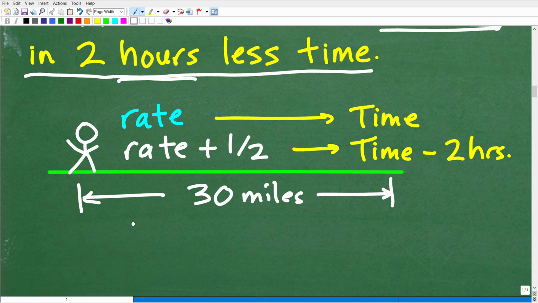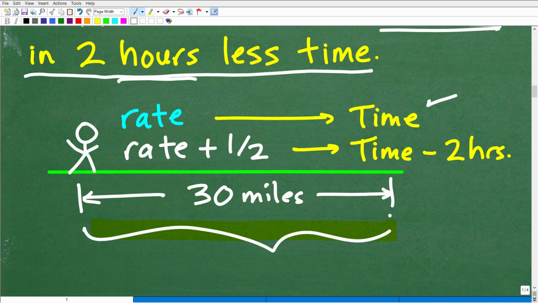He's going to walk 30 miles, right? That's what the problem is indicating. And he's at some current rate right here. It takes him a certain amount of time to cover this 30 miles, all right? But we do know that if he speeds up, his rate is increased by 1/2 mile per hour, he can cover this 30 miles in 2 hours less time. So whatever time it took him to originally cover it, he can do it faster by 2 hours. So just take that original time, subtract 2.